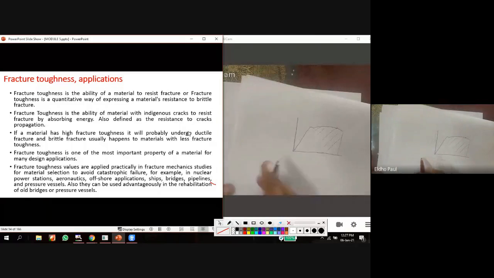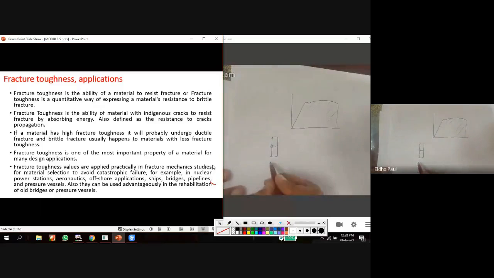Toughness is the amount of energy required to fracture this component completely. Initially, we assume this component is without any cracks. So for the crack initiation and crack propagation, how much energy is required? That is toughness.